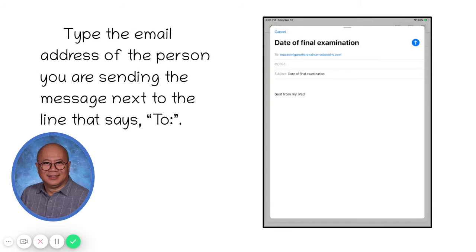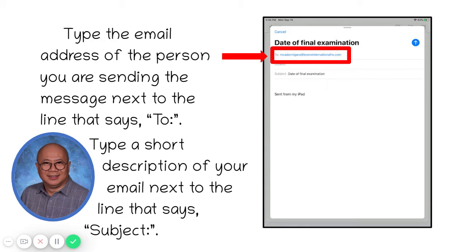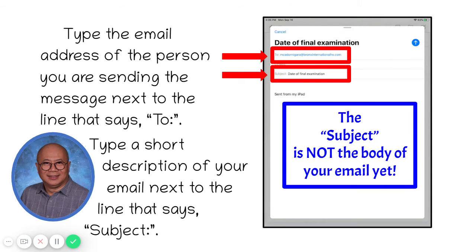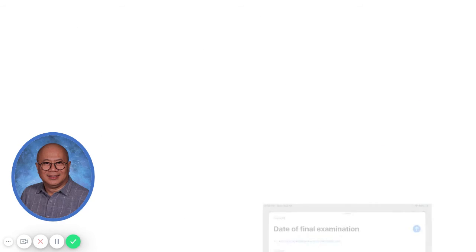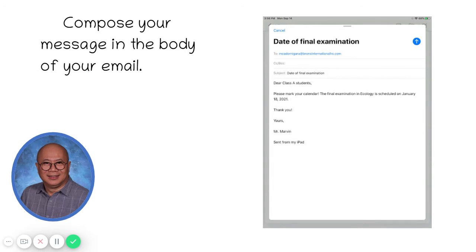Type the email address of the person you are sending the message next to the line that says "To". Type a short description of your email next to the line that says "Subject". Be aware that the subject is not the body of your email yet. Compose your message in the body of your email.